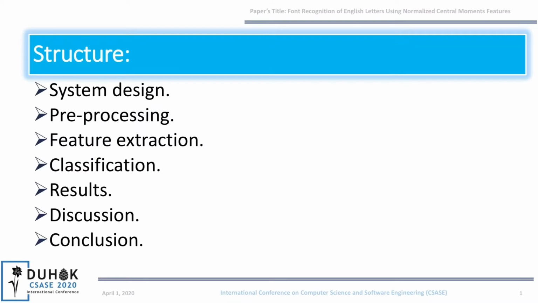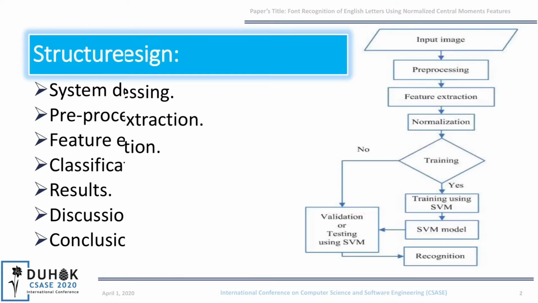This is the structure of the presentation. First, a system design will be shown and illustrated. Next, the steps that have been used in the pre-processing will be presented. Then we are going to talk about feature extraction algorithms and classification. After that, the results that we got will be discussed and presented. Finally, the conclusion that we got will be shown.